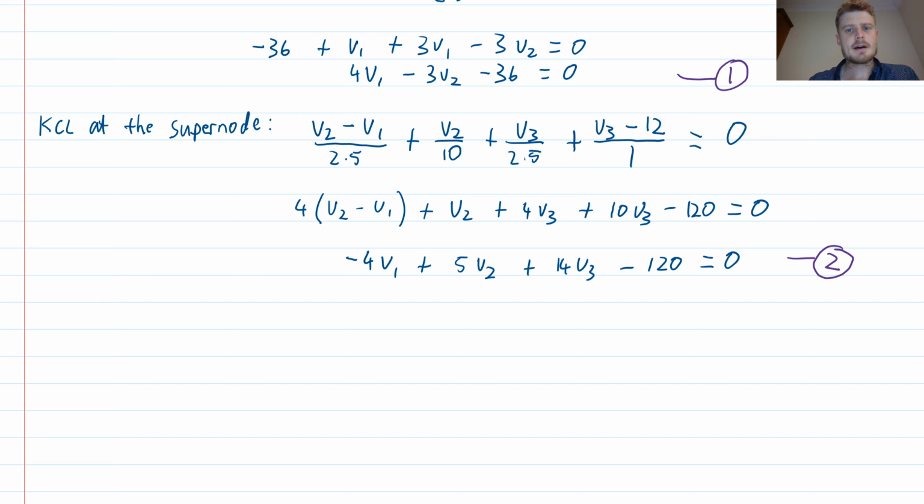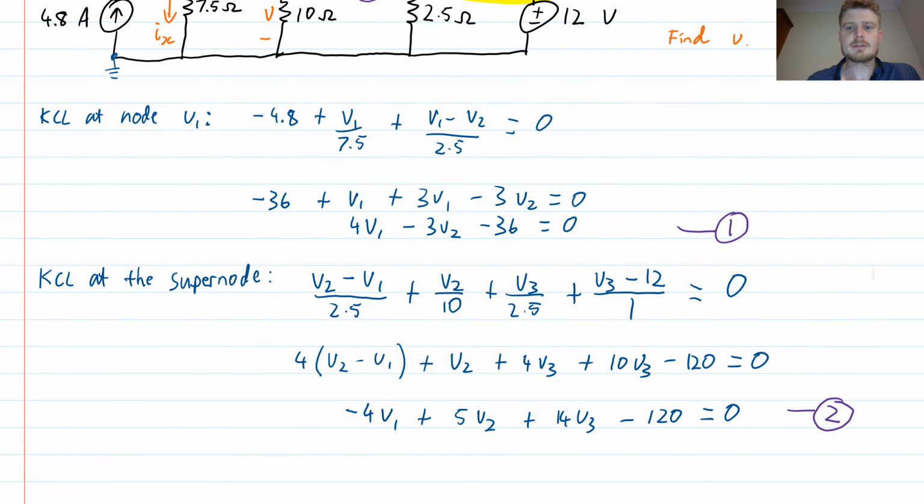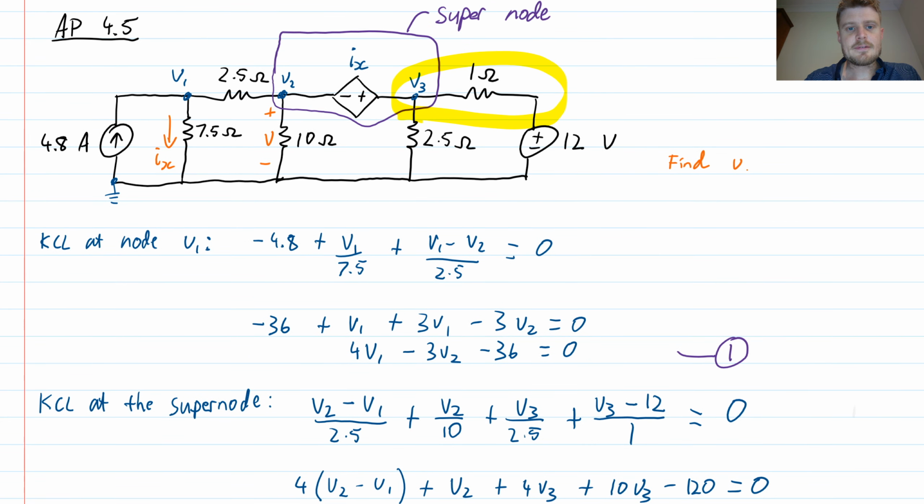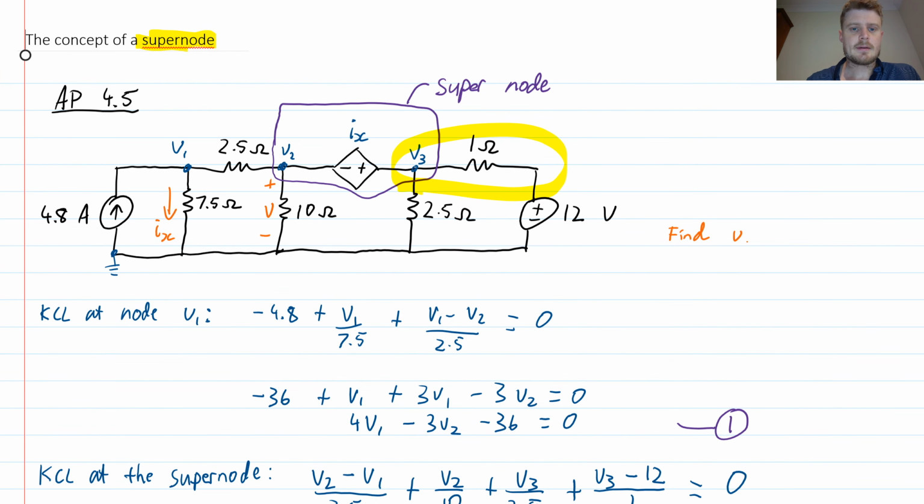So if you look at this now, I actually have 3 unknowns, so that's V1, V2, and V3, but I only have 2 equations. So I clearly need more information if I'm going to be able to analyze this system and kind of find a unique solution. And the final piece of information that I'm missing here is the internal dynamics inside of this supernode.